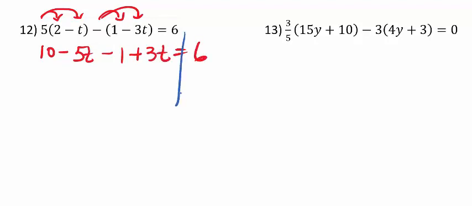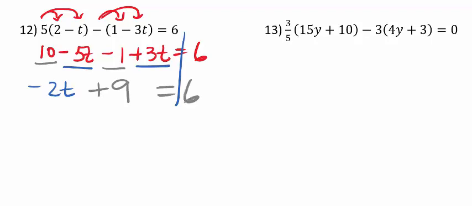Now here are my two sides of the equation, and I have some terms I can combine on the left-hand side. I can combine my whole numbers and my t's. So negative 5t plus a 3t can be combined. That's going to give me a negative 2t. And then I can combine my 10 minus 1, and that's going to give me a plus 9.